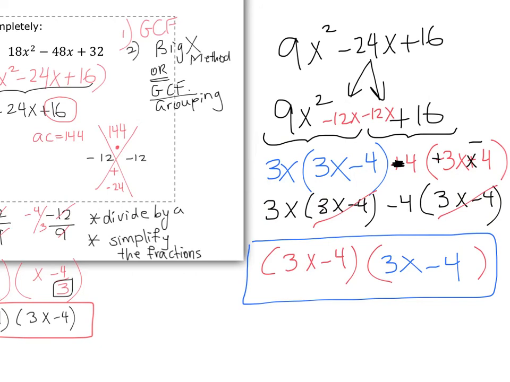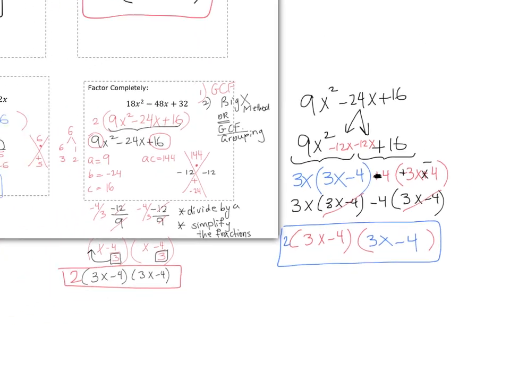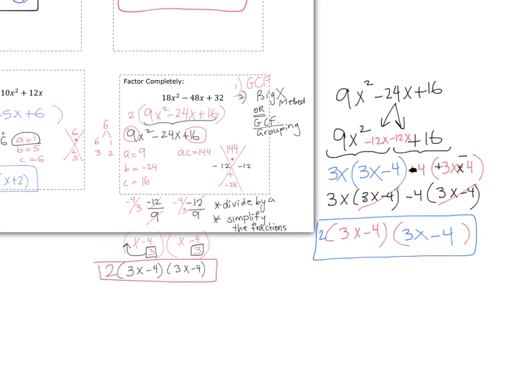Now don't forget that you factored 2 out from the beginning, so you copy that down. As you can see, no matter what method you use, you're going to end up with the same answer. So it's up to you what you want to use. You can either use the grouping method that you learned in Algebra 1, or you can use the Big X method. If you have any questions, please do ask me in class.